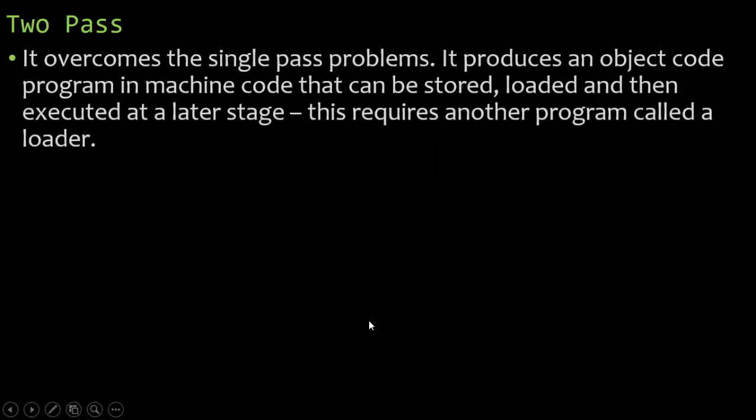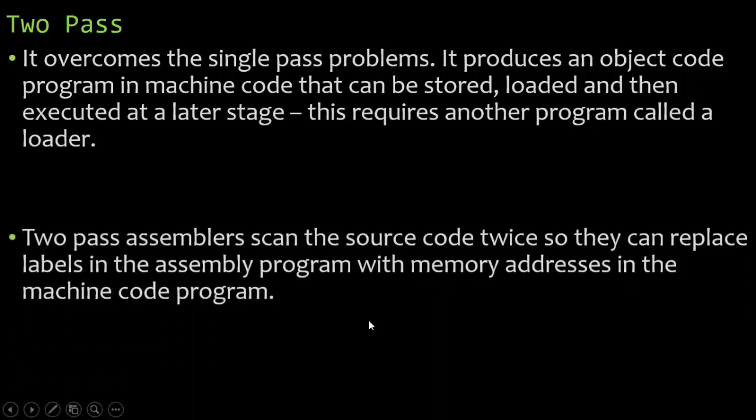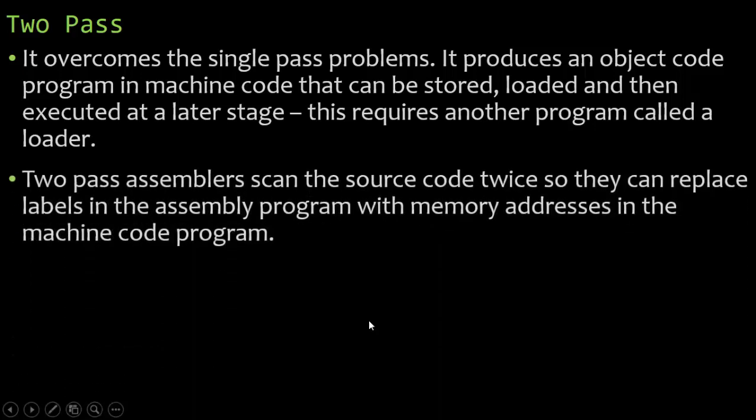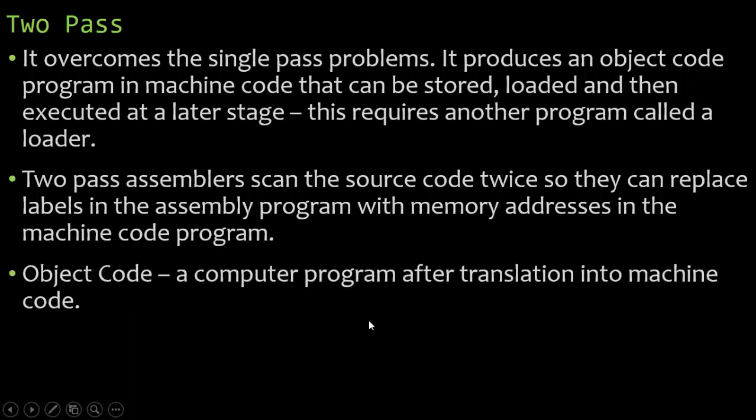All right, the two-pass assembler. It overcomes the single-pass problems. It produces an object code program in machine code that can be stored, loaded, and then executed at a later stage. This requires another program called a loader. Two-pass assemblers scan the source code twice so they can replace labels in the assembly program with memory addresses in the machine code program. When we talk about object code, we're talking about a computer program after translation into machine code. And that brings us back to the symbol table.